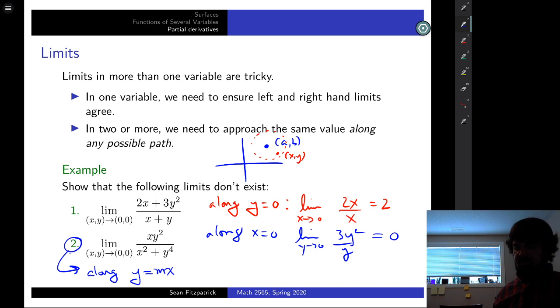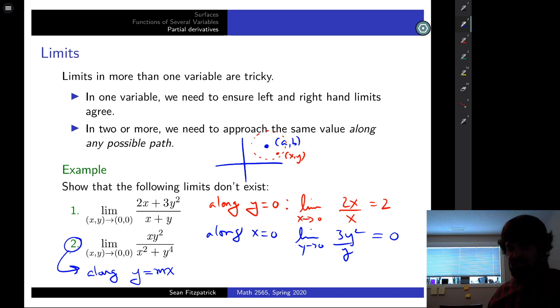Yeah, so for Hannah's question, I'm not testing you on limits. The main thing you're responsible for in several variables is basically partial derivatives and tangent planes. That's what's in the calendar. So that's what we're going to focus on.